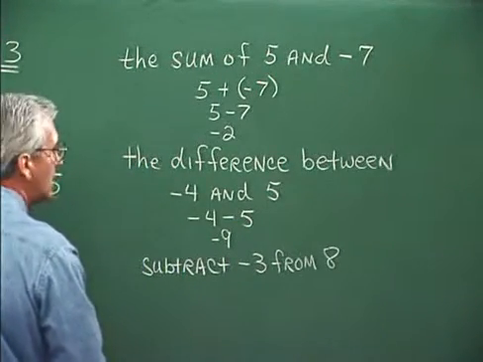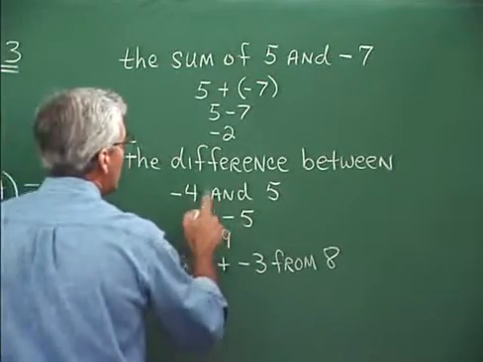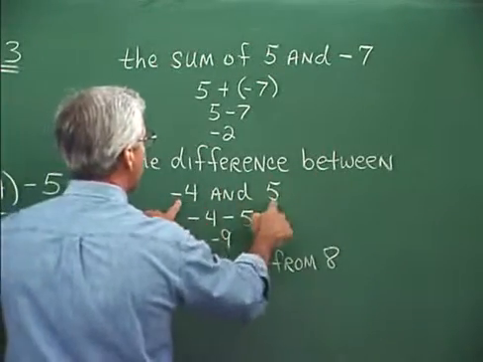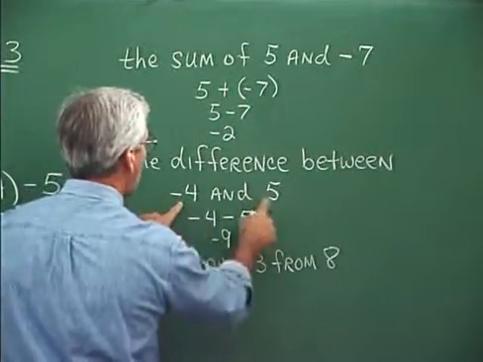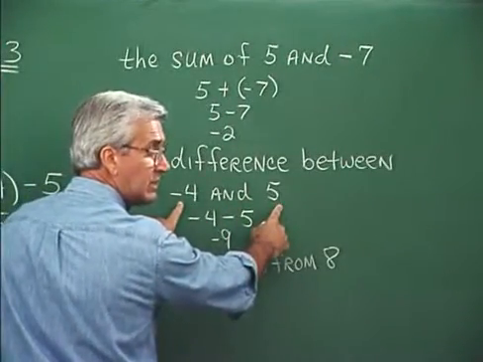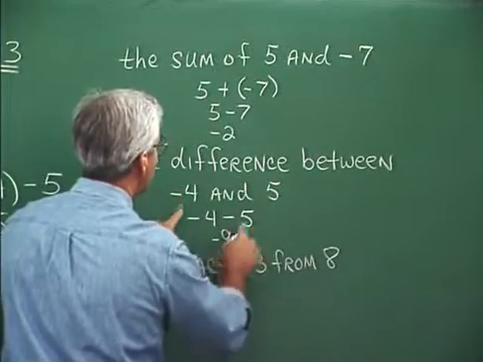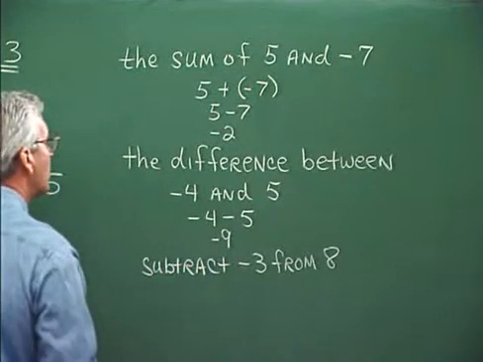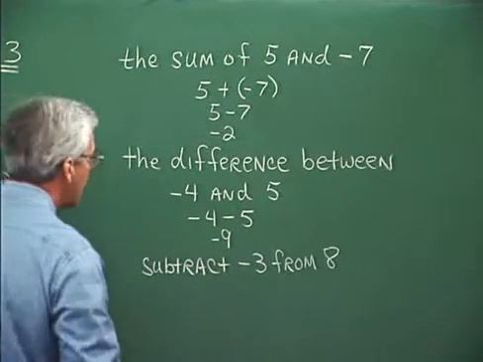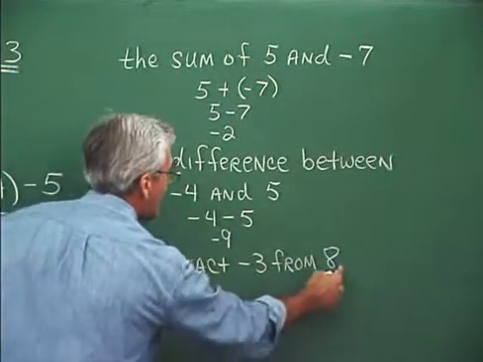And by the way, the difference between negative 4 and 5, if you were thinking on a number line, how far away is negative 4 from 5? You see, it's 9 units, isn't it? And that's part of this idea. It's one interpretation here of what we're talking about. Okay, anyway, subtract negative 3 from 8.